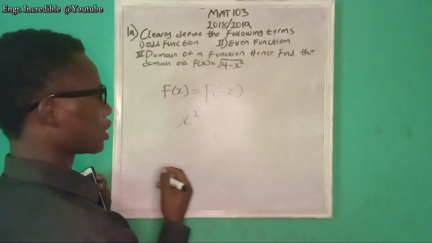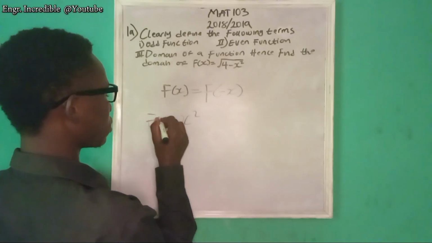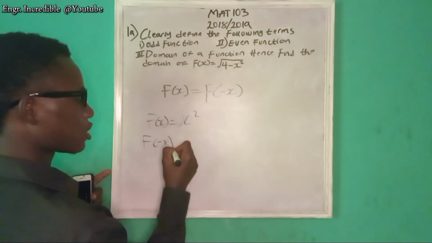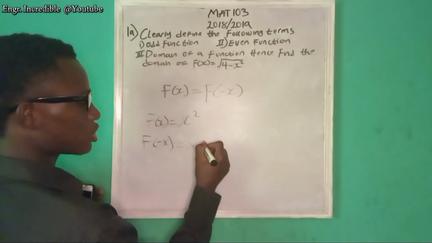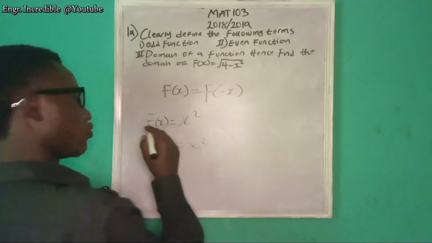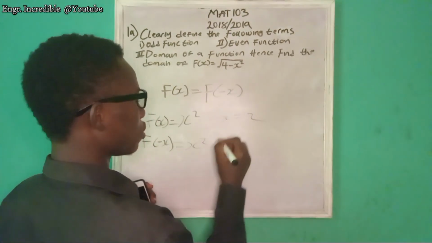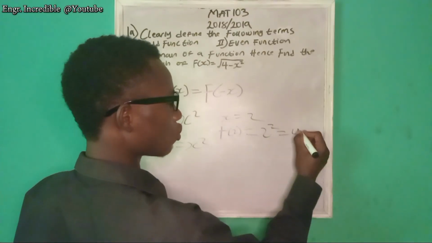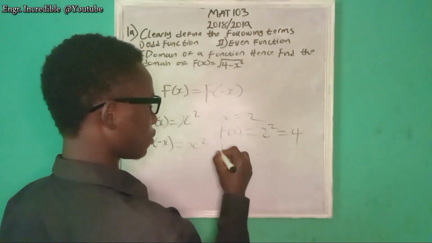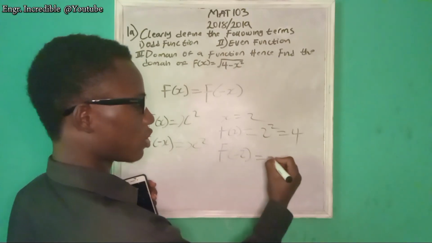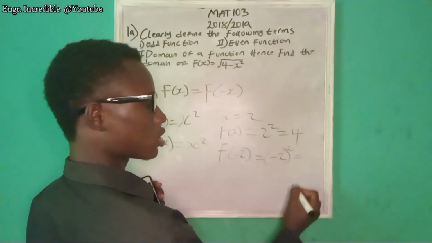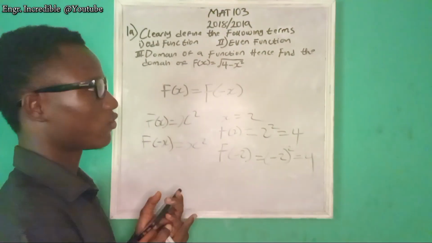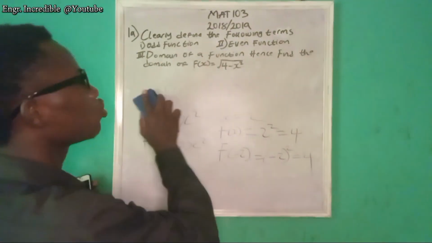If we have f of x equal to x square, then f of minus x must also give us the same value that x square gives us. Let me take 2 for an example. Let's say x is equal to 2. We have f of 2 is equal to 2 square, which is equal to 4. But we have f of minus 2, so minus 2 square is going to give us 4. That is why x square is an even function. That is for even functions. So now let's move to the domain of the function.